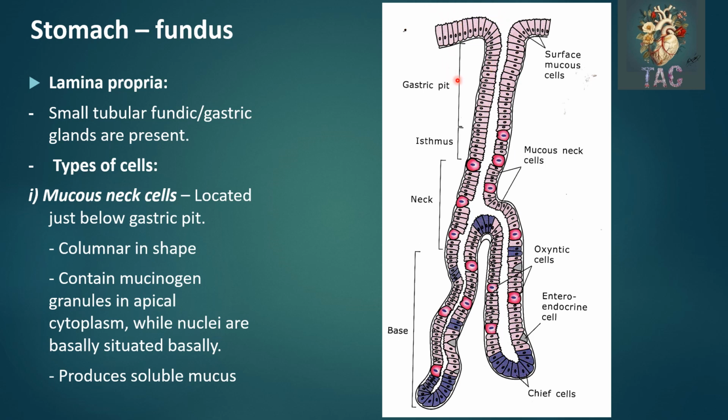Another important point about these mucous neck cells is that they are vagally stimulated. So whenever food enters the stomach and there is stimulation by the parasympathetic nervous system, only then do these mucous neck cells secrete mucus, otherwise they are empty, as compared to the surface mucous cells, which generally secrete their mucus and form a layer on the surface of the stomach. So these mucous neck cells are columnar in shape. They contain mucinogen granules in the apical cytoplasm. The nucleus is basally located and rounded, and they produce the soluble mucus.